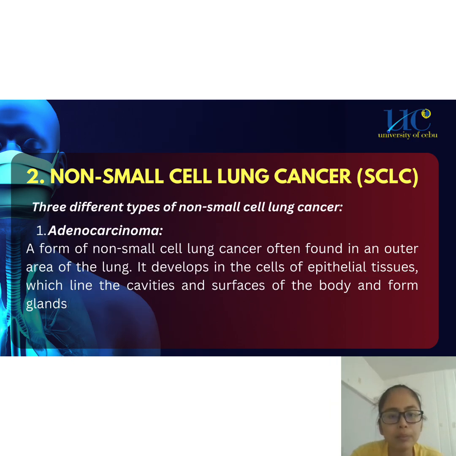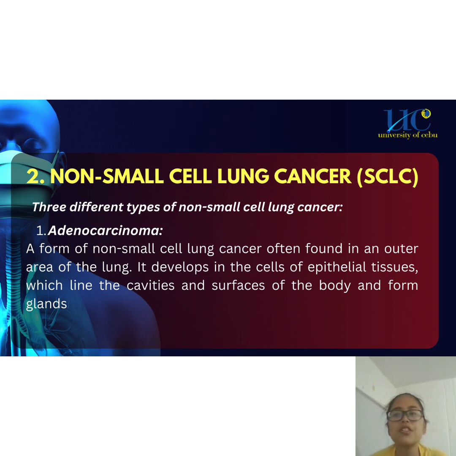Then ang atoa ang adenocarcinoma. It is a form of non-small cell lung cancer and it is often found in an outer area of the lung. So, pwede siya ma-develop in the cells of epithelial tissues which line the cavities and surfaces of the body and form glands. So this adenocarcinoma belongs to the broader category of non-small cell lung cancer which grows and spreads slower than a small cell lung cancer.